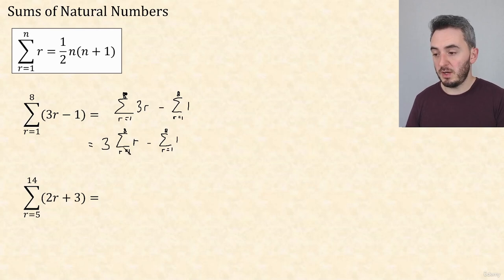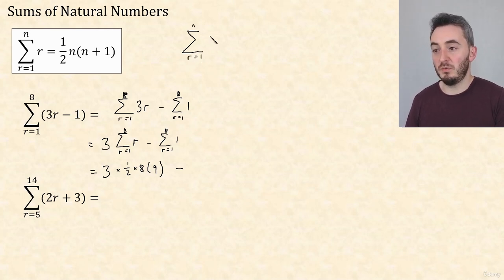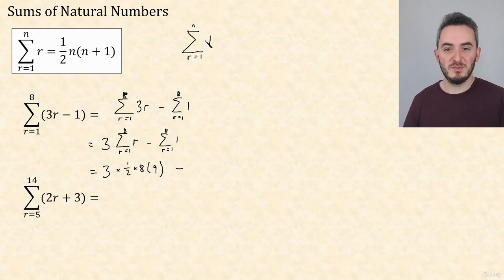And now you can just apply the rule here. So the rule here is very straightforward. It's just 3 times, and then you're subbing 8 into this formula. So half times 8 times 9. Now this isn't a rule I bothered proving, but it's kind of obvious that the sum from r equals 1 to n of 1, that's just 1 plus 1 plus 1 plus 1, etc. n times. That's just n. So 1 plus 1 plus 1 8 times is 8.